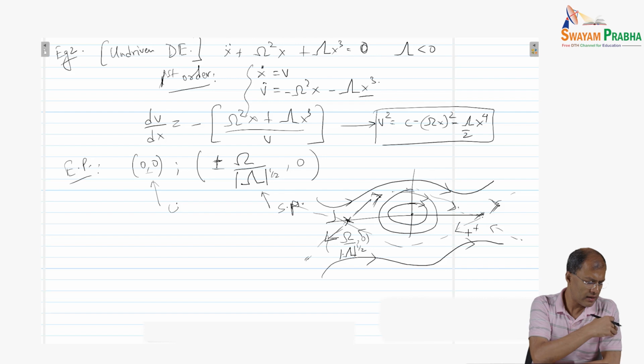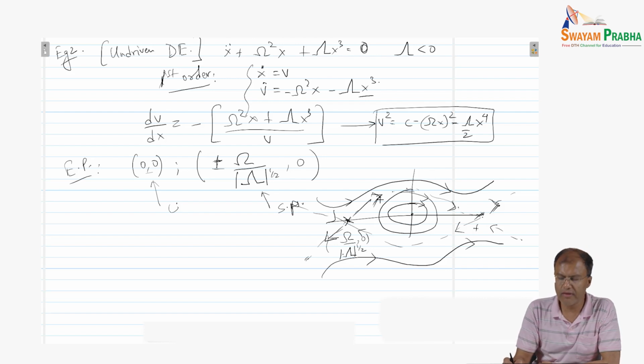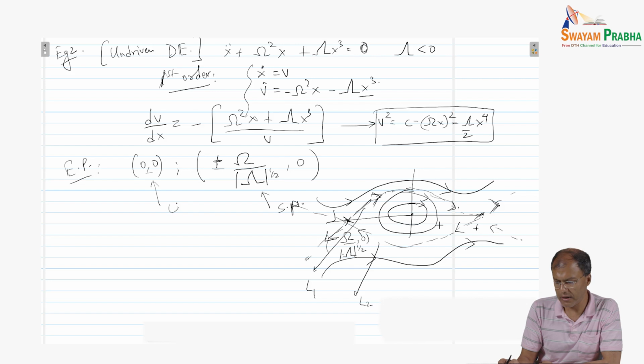So in this phase diagram, we can see two regions. If we draw these dotted lines, let me call this one L1 and this second line L2. Within the region bounded by these two dotted lines, all the phase trajectories are bounded, or closed. And the trajectories outside these two lines L1, L2 are not closed.